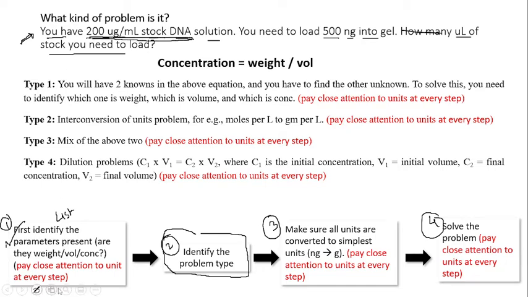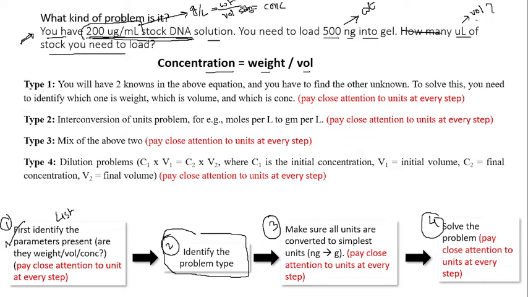First, we will take the first step, identify the parameters present. Looking at the first parameter, you use the units, and you can tell that this is a derivative of gram per liter, or in other words, weight per volume of solution. So this is a concentration unit, because concentration is weight per volume. The second thing tells you to load 500 nanogram into the gel. So this is weight, because gram is weight. Then it asks how many microliter of the stock you need to load, so this is an unknown, and this is a volume.